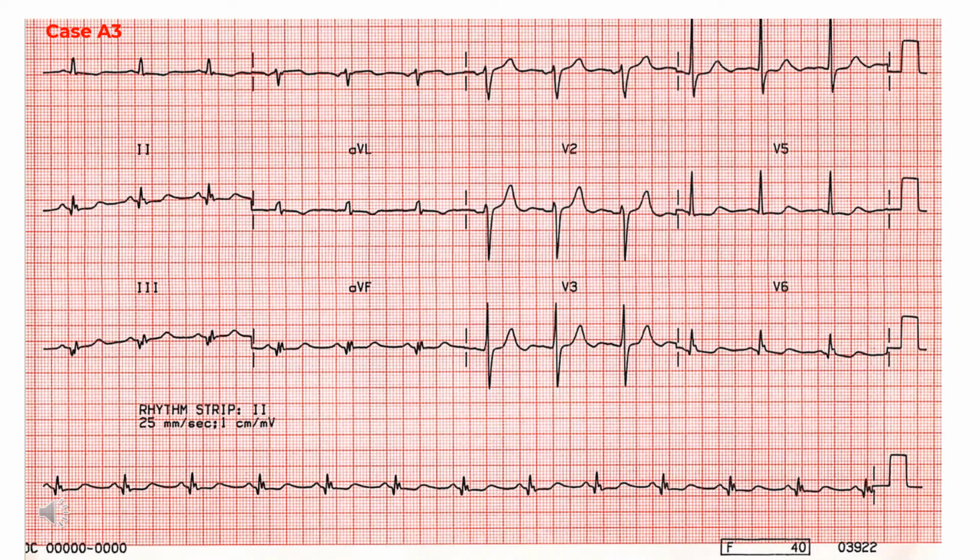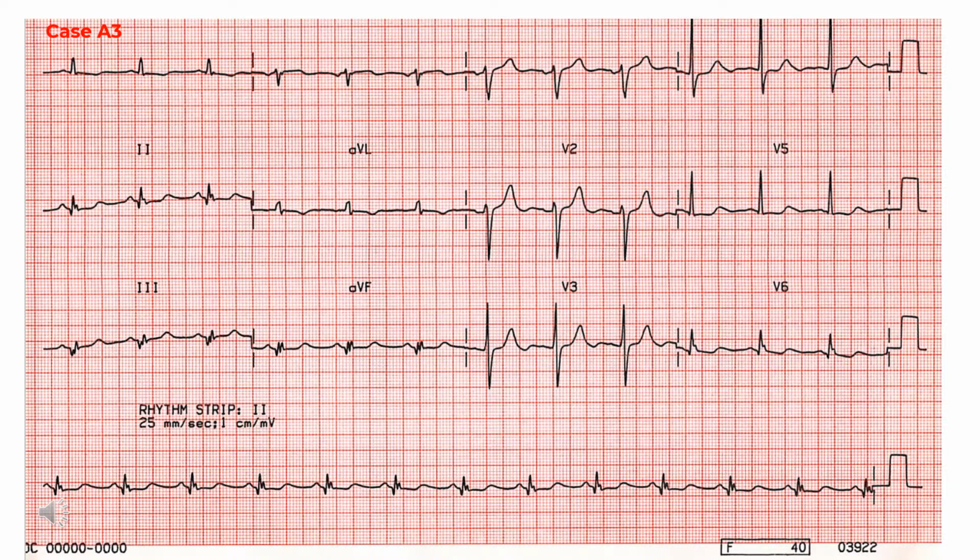There are pathological Q waves in leads 2, 3 and AVF, diagnostic of old inferior infarction. In addition, there are sagging ST segments accompanied by T wave inversion in leads I and AVL. The ST segments are also sagging in leads V5 and V6, although the T waves remain upright in these leads.